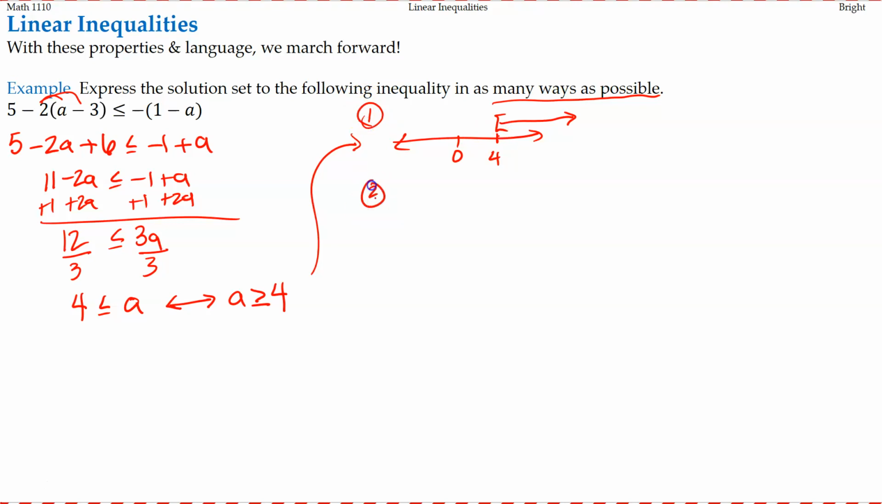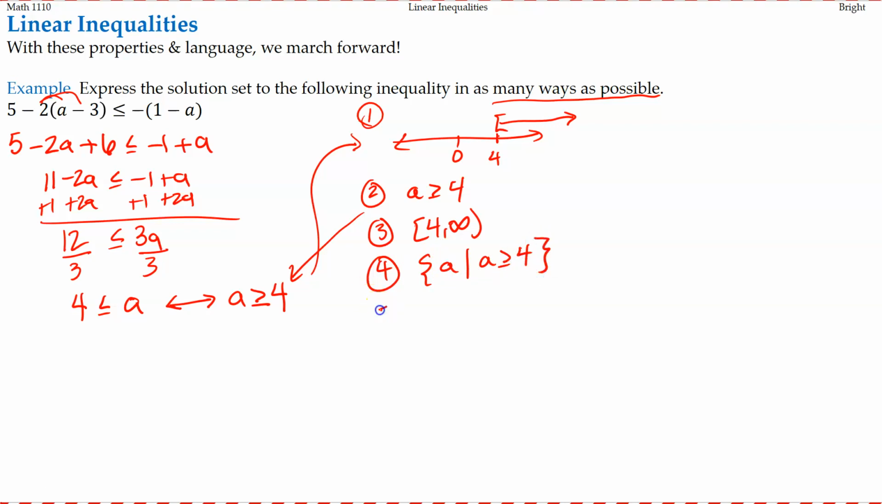Okay, so that's one representation. Second representation is, well, really just that one. So you can say a is greater than or equal to 4. Okay, you can also say this in interval notation, 4 to infinity. Okay, and you could also say set builder. You might remember set builder. This would be the set of all a such that a is greater than or equal to 4. Okay, but this set builder notation I'm not going to stress too much, but the most important one is this one in number 5.